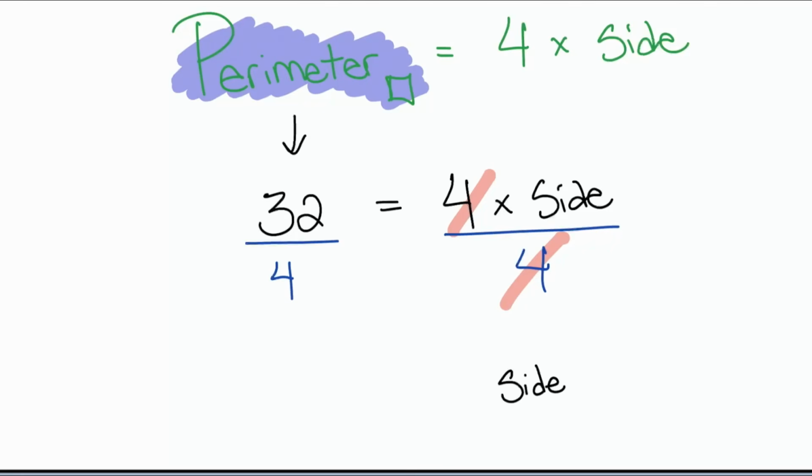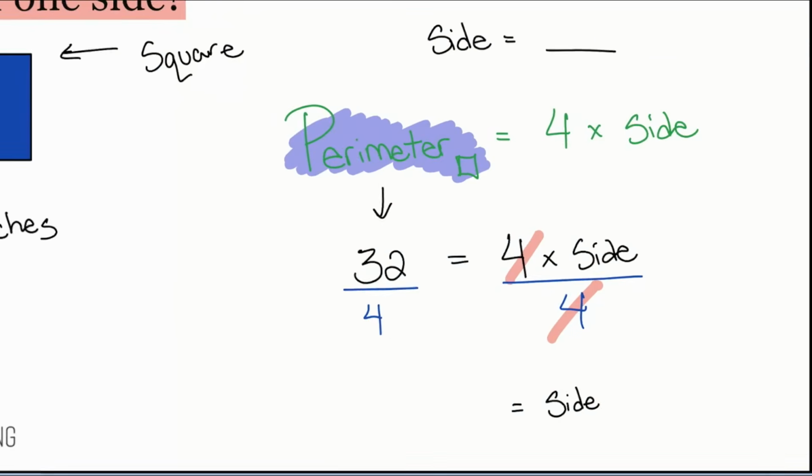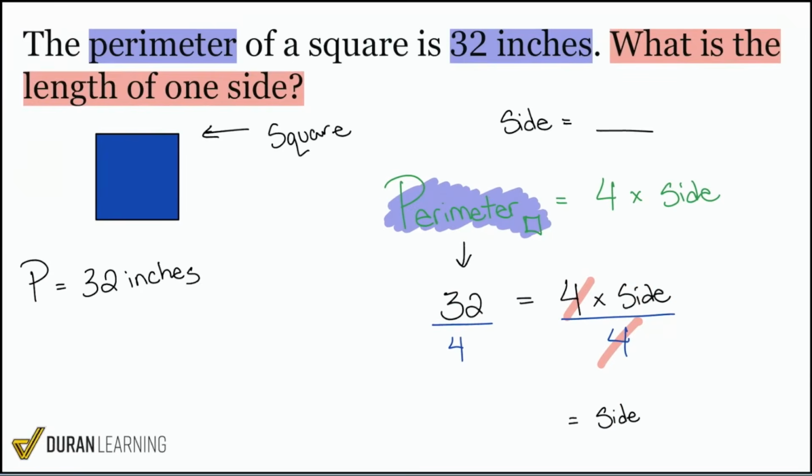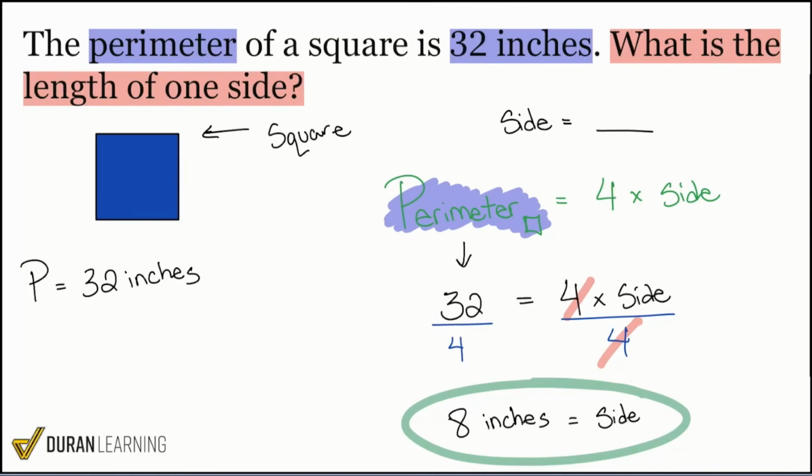Help me out, everybody. What's 32 divided by 4? It's going to be 8. And because it's just the side that we found, is that going to be 8 inches, or is that going to be 8 square inches? That is correct, 8 inches. Not square inches, just regular inches. And there we are. The side length of this square is 8 inches.